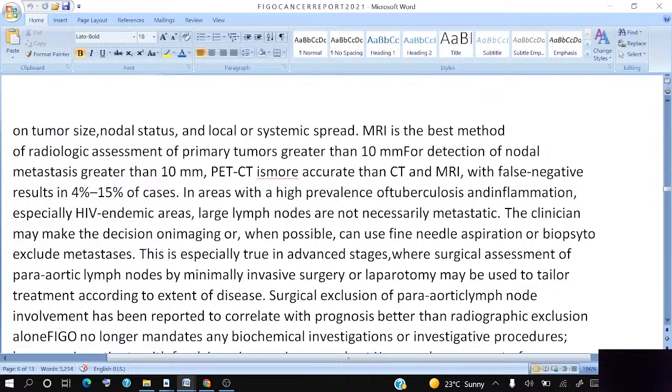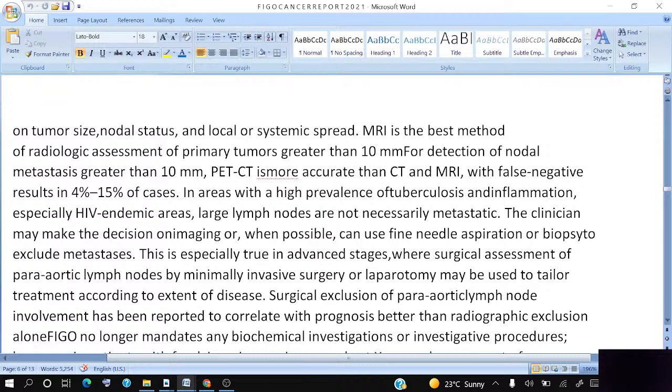So here the size of the primary tumor is very important. To detect nodal metastasis, when the tumor is greater than 10 millimeters, we will consider that metastasis can be present in the nodes. So we have to go for PET-CT, which is more accurate than CT and MRI. False negative results can occur in 4 to 15% of cases.